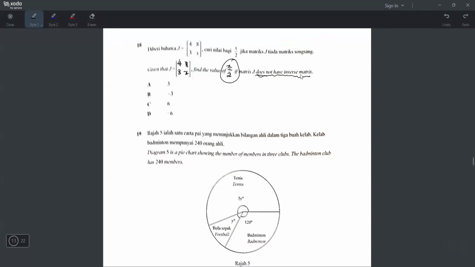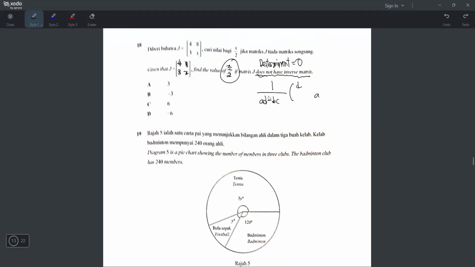So when you see the words does not have inverse, immediately you have to do this: determinant equals 0. Determinant in Bahasa Melayu is penentu, right? When you find the inverse, you will always do 1 over AD minus BC, and then D, negative B, negative C, A. This is the formula to find the inverse. And this number below the fraction, we call it the determinant. This determinant cannot equal 0, because if it equals 0, you will get a math error, since you can't divide by 0. That is why the determinant cannot equal 0.